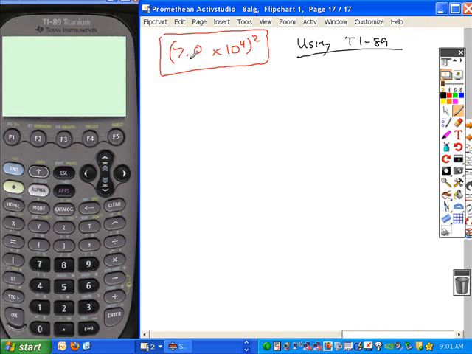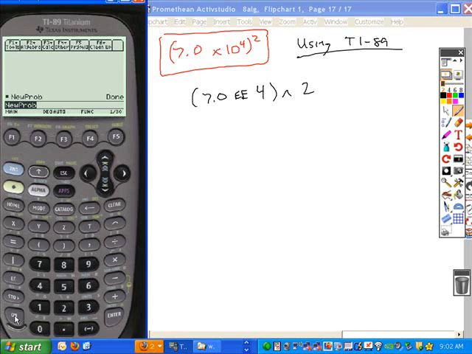Okay, and so if you wanted to express 7 times 10 to the 4th, your entry would simply be 7.0, if you want to include the 0. Hit the EE button and then 4. Don't put 10, as the 10 is already implied using the EE button. Okay, and then you can take this whole thing and square it. So here is the entry that you would use on your calculators.